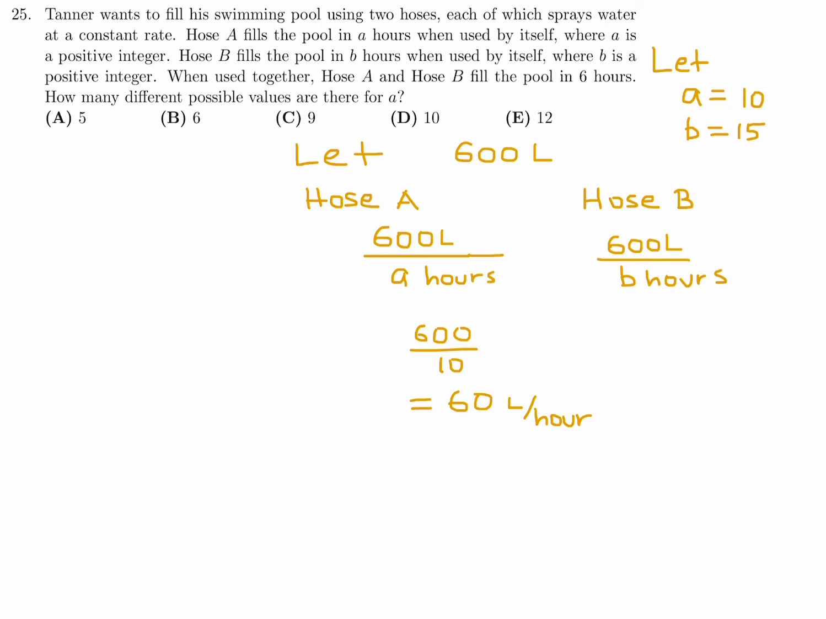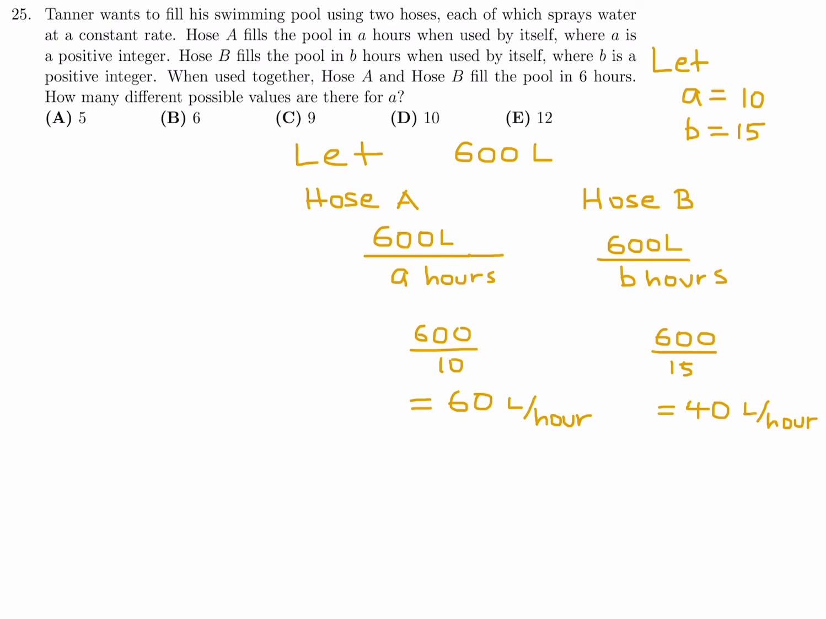And similarly, if B is chosen to be 15, this becomes 600 over 15. And that is 40 liters per hour.